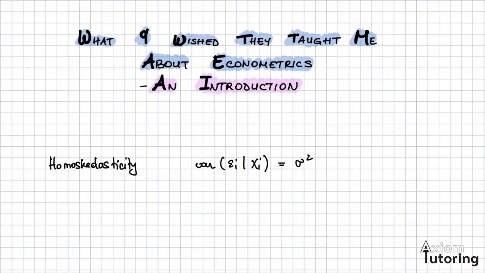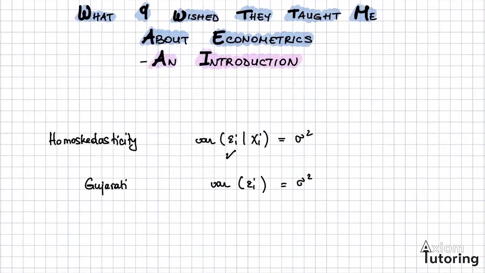The Wooldridge book, for instance, uses the conditional version that I have used in the previous video. However, for instance, the Gujarati book uses the unconditional one, and ultimately, the Greene book uses both of them depending on the context. So it means that there is a slight difference between the two, and there is a reason why it matters if we write it as the conditional or the unconditional one.